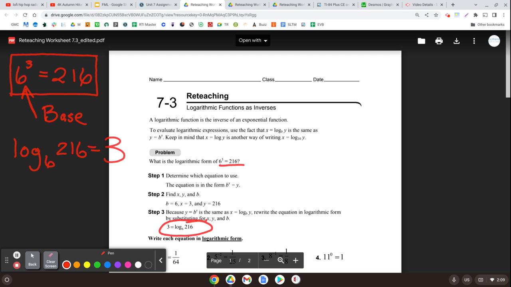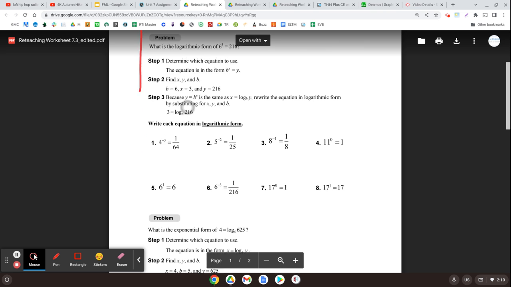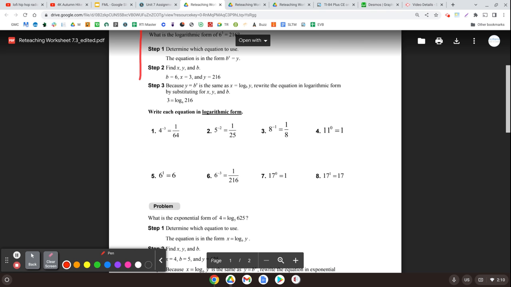Now, what you're going to find is that logs are used to solve equations that involve exponents, okay? So let's take a look at the rest of the assignment real quick. So this, how would I do this one? Well, what's the base? The base is 4. So I would say for this one, log base 4 of what? Well, switch. Of 1 over 64 is -3.